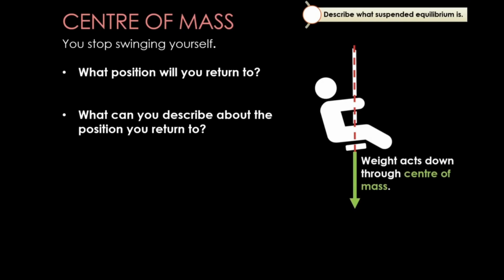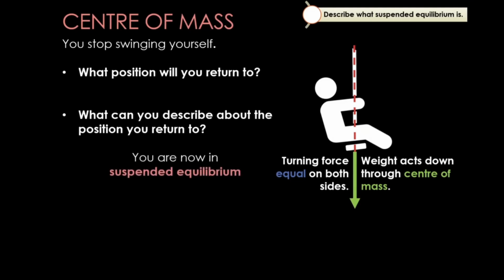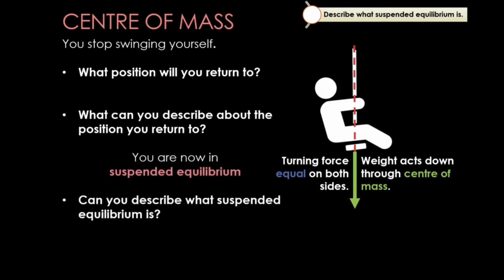Our weight is acting down through our center of mass, as it always is. And the turning force is equal again on both sides. We have the same turning force on the left, pushing us around anti-clockwise, as we do on the right, pushing us around clockwise. So we're now in suspended equilibrium.